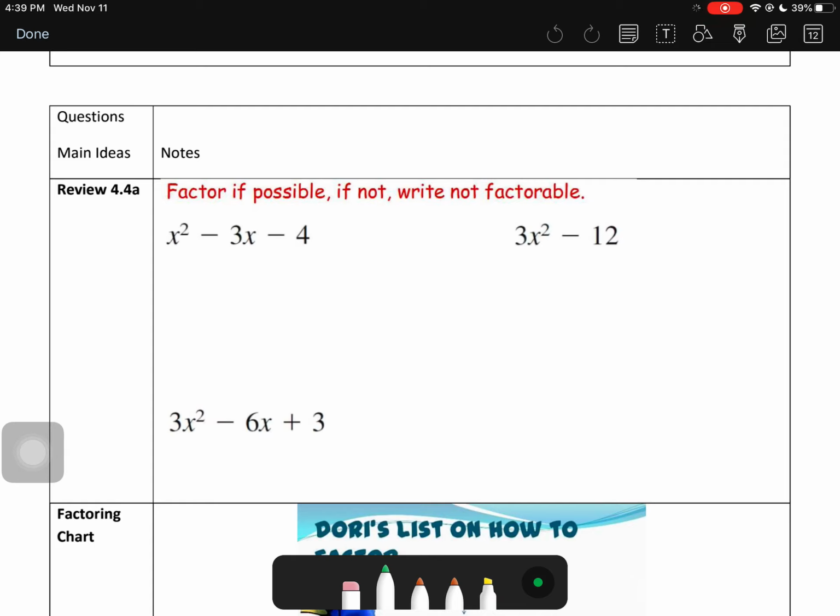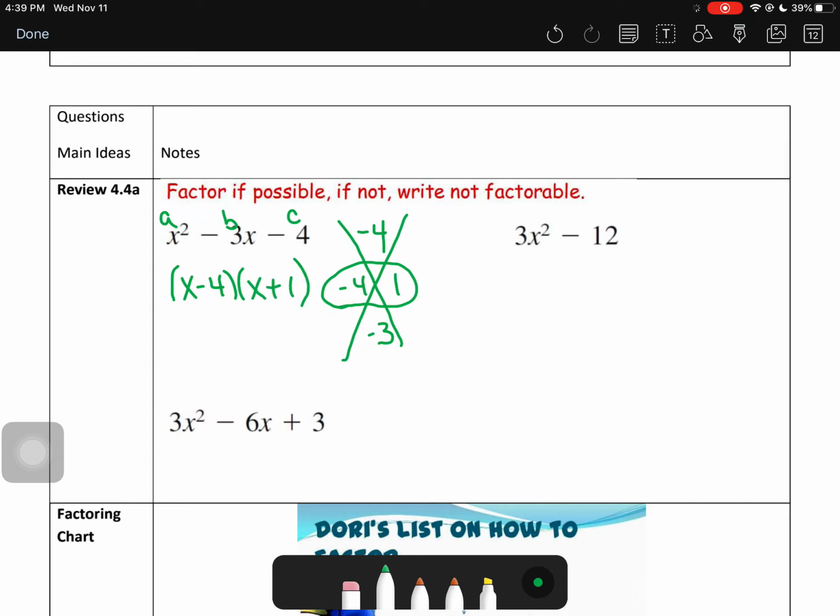There is not a greatest common factor, and it is a trinomial, so we are going to create our x. A times b, or excuse me, a, b, c. A times c would be -4. The b value is -3, so I would multiply -4 times 1 to get -4, and -4 plus 1 adds up to -3. And since the leading coefficient is 1, we can write our two factors.